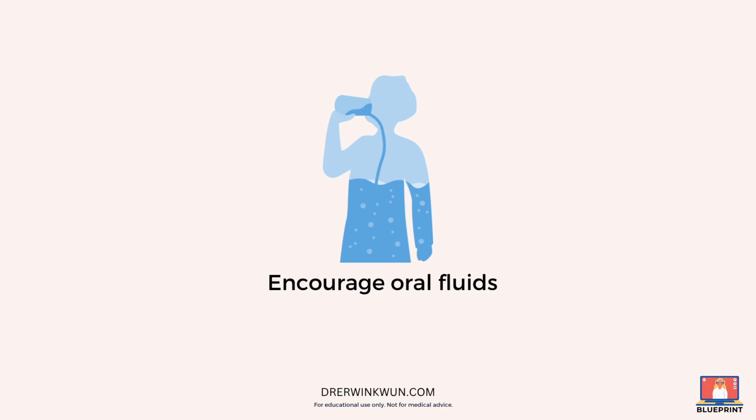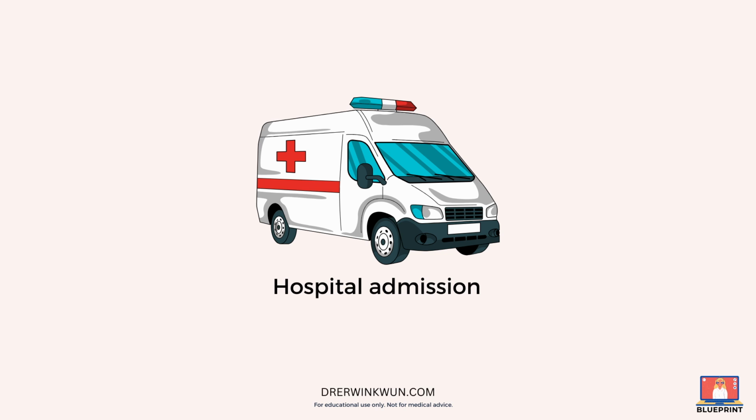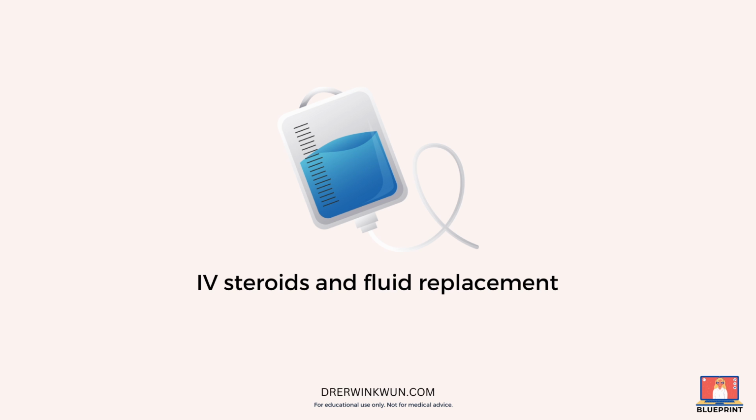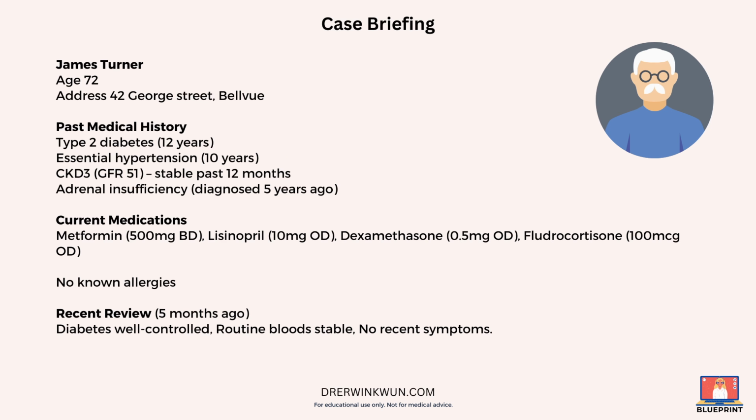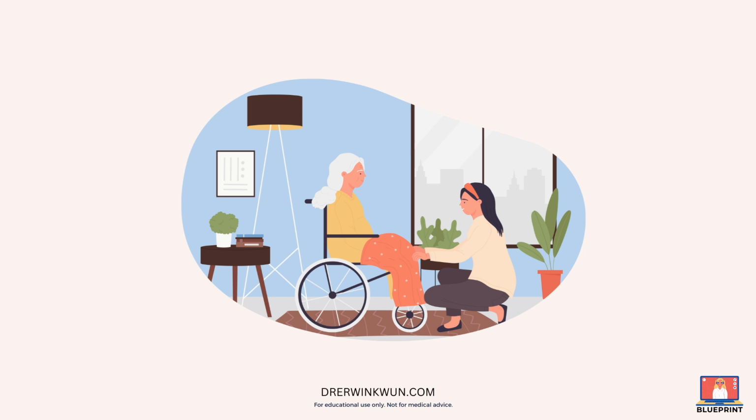We need to inquire about the fluid intake, how much fluid the patient is able to drink, and whether he's still passing urine. There could be some imbalance in the electrolytes. If the vomiting is severe or persistent, then this patient might need to be admitted to hospital for fluid replacement, IV, and treatment. So just by reading the case briefing and the email from the nurse, you can already tell that this station could be challenging, as the patient's wife is also unwell, so he might be reluctant to go into hospital. Who will take care of his wife? So you need to consider the psychosocial component of the station.